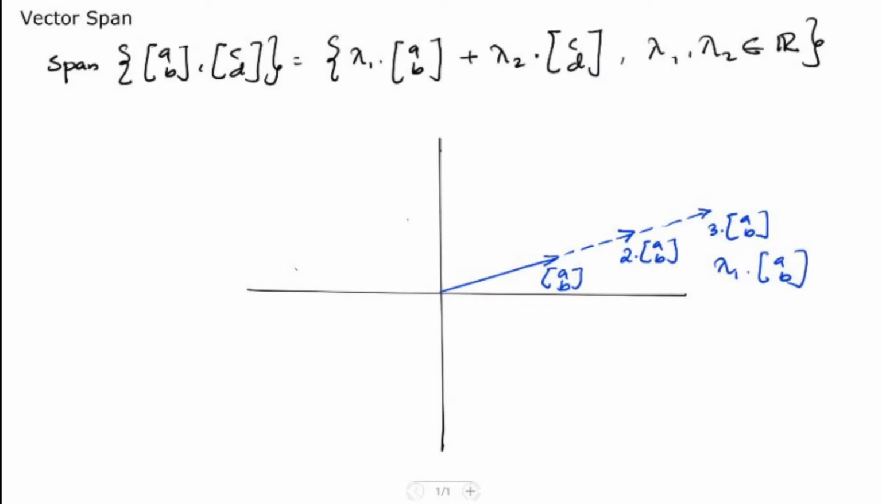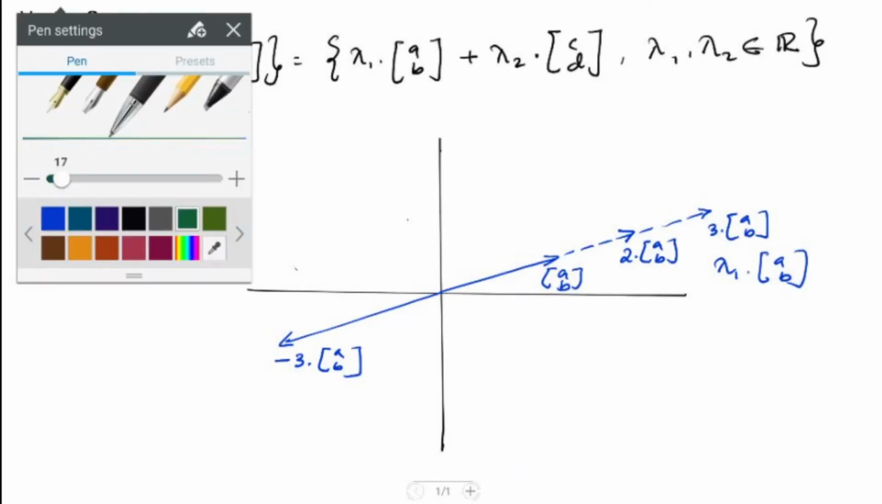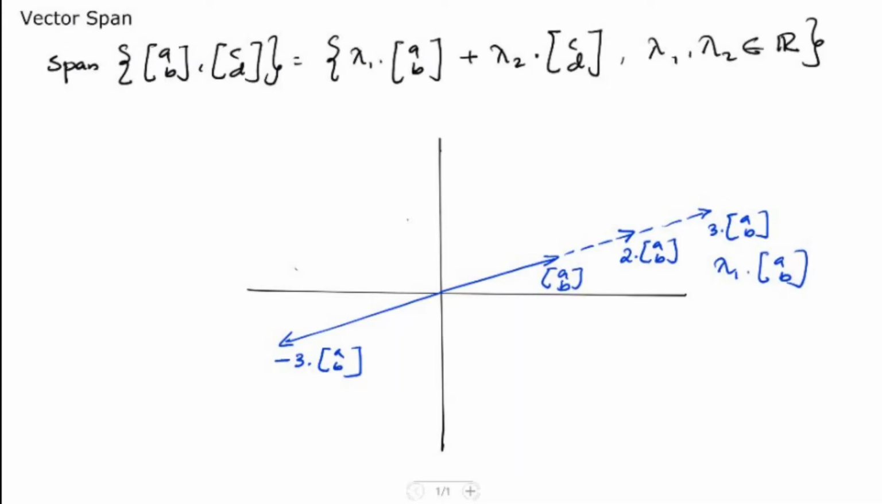It could also be on the opposite direction. So here you could have this way, you could have here minus 3 times AB. Now let's draw vector CD. So let's say vector CD is something that looks like this. So any extension on this here is known as lambda 2 times CD. So you can multiply any real numbers, lambda 1 and lambda 2, and that would be in the span of these two vectors.